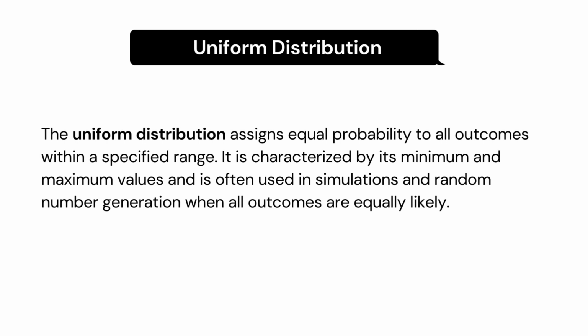Now we come to the last one, the uniform distribution. It assigns equal probability to all outcomes within a specified range. It is characterized by its minimum and maximum values and is often used in simulations and random number generation when all outcomes are equally likely.